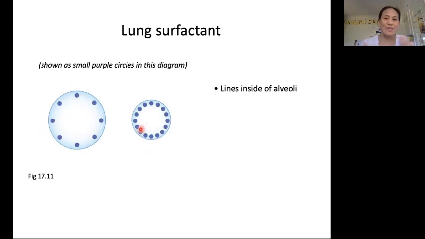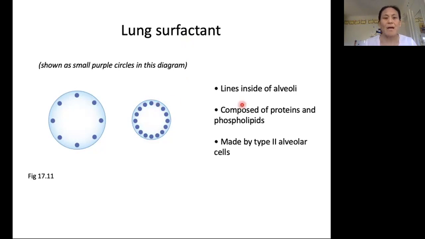Let's tell you a little bit about lung surfactant. It is a substance that lines the insides of your alveoli. It's made up of proteins and phospholipids. You may remember from our first lecture on the respiratory system that lung surfactant is produced by the type 2 alveolar cells. Remember, about 5% of the cells in our lungs are type 2 alveolar cells. And as I made reference to, lung surfactant increases lung compliance.